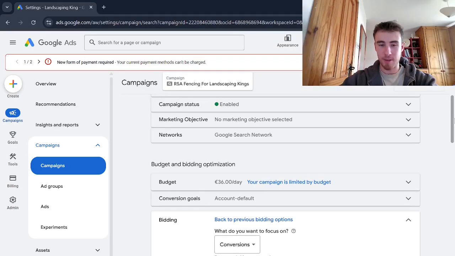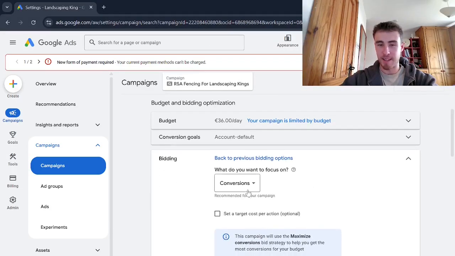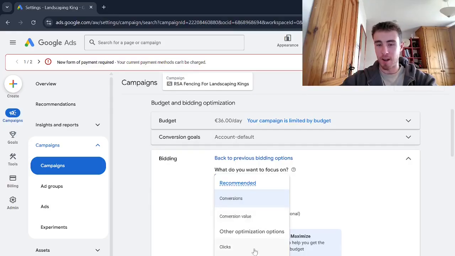So, when you come down to bidding inside your campaign settings, here you can see the different options of bidding strategies that you actually have to work with. By default, Google's going to recommend you go with either conversions or conversion value, but you also have options like clicks and impression share as well. So just to briefly touch on each of these bidding strategies, maximize conversions is designed to get you as many conversions as possible within your budget.